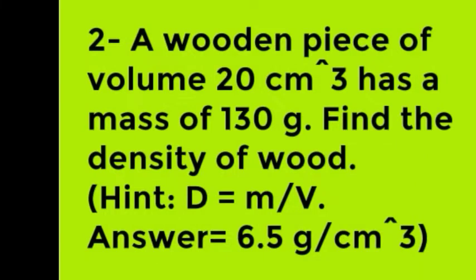Now the second numerical: a wooden piece of volume 20 cubic centimeter has a mass of 130 gram. Find the density of wood. As we know, what is density? Density is mass per unit volume, or D equals M upon V. So volume is given, 20 cubic centimeter, and mass is given, 130 gram. So use this formula, D equals M upon V, and you will get the answer.